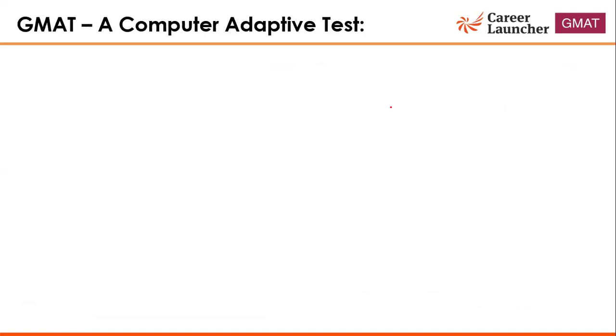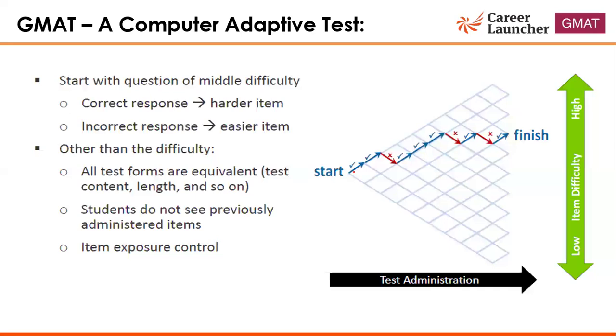Right. Now, GMAT is what we call a computer adaptive test. The test starts at a medium difficulty level for everyone, as you can see here. If you get a question correct, your difficulty level goes up. If you get a question wrong, your difficulty level goes down. As you can clearly see, the higher the difficulty level, the more points you're going to get. The lower the difficulty level, the fewer points you're going to get. So a correct response gives you a harder item, and an incorrect response gives you an easier item. And that's how the test is going to be.